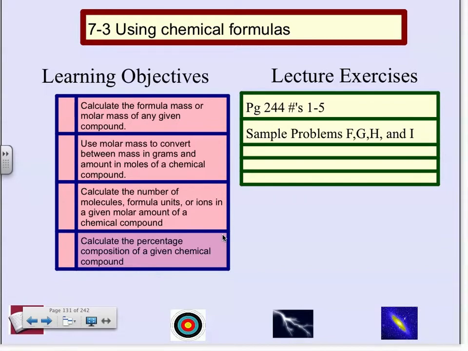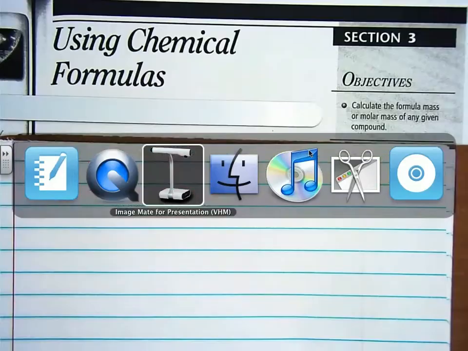This is all about crunching the numbers. It's going to be great. We're going to do a lot of problems. Your lecture exercises are page 244, 1 through 5. That's the section review questions, as well as sample problems F, G, H, and I, which we will do in the lecture. Make sure that you have your textbook.